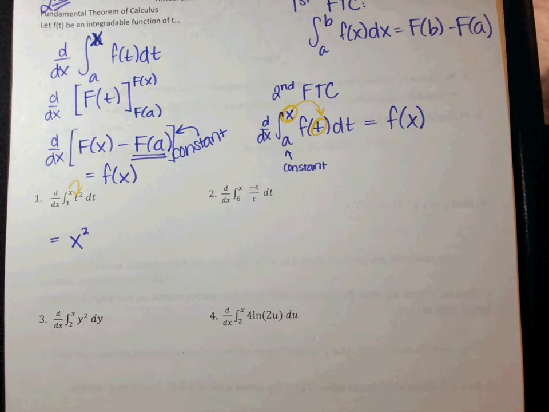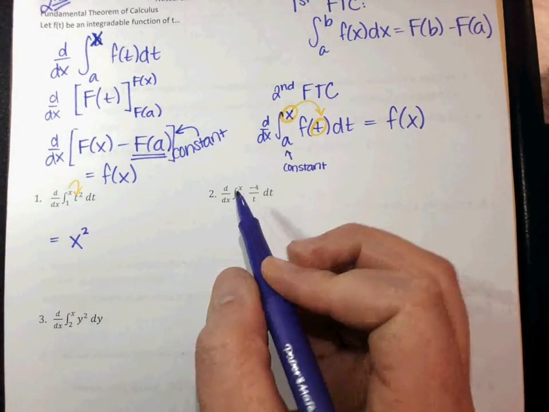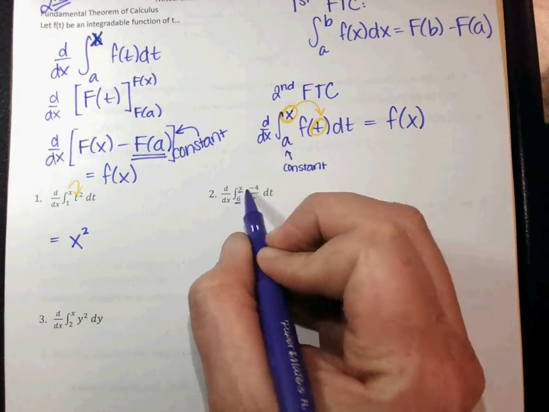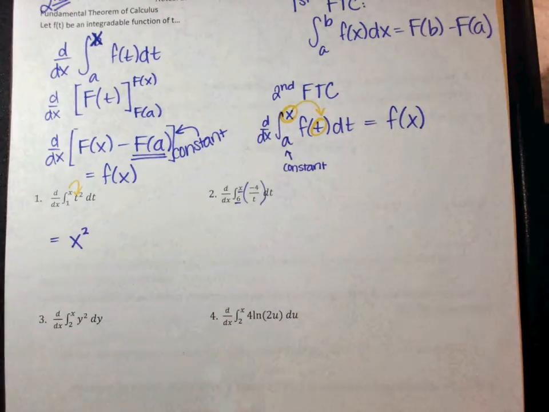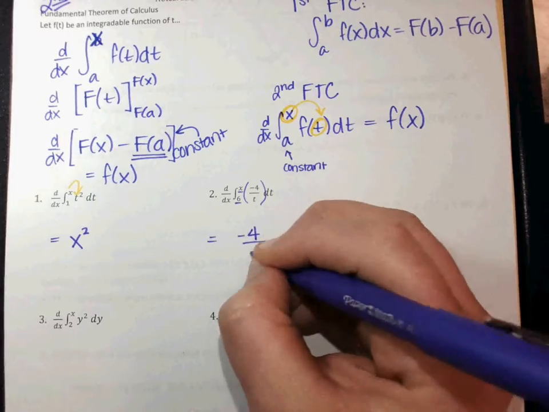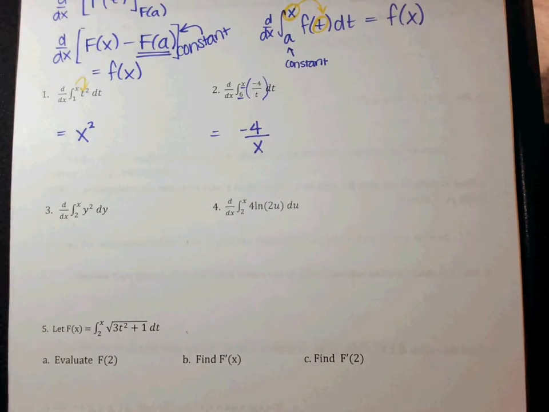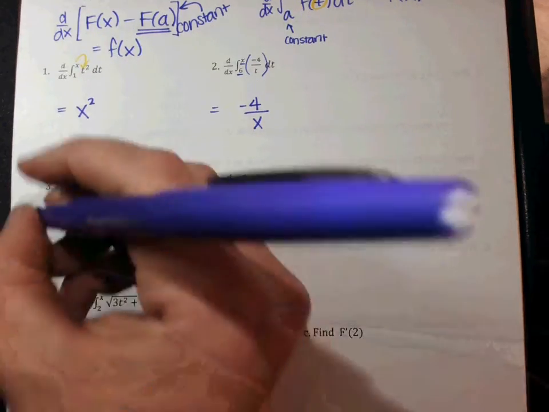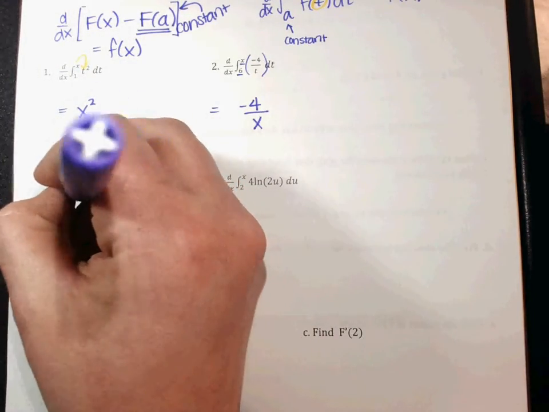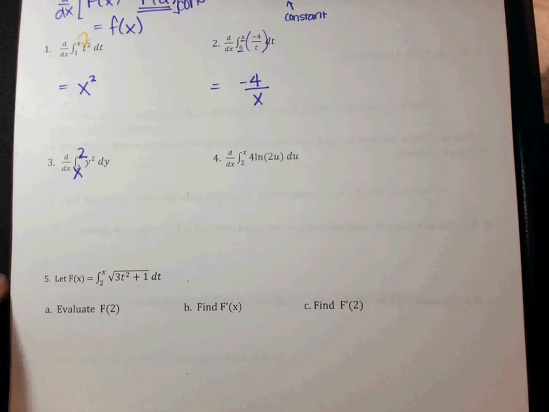So far, so good? Next one. I have the derivative of an integral from a constant to x of negative 4 over t. What would it be? Negative 4 over x. Very good. I'm going to change this next one. I want it to be the derivative from x to 2 of y squared. So switch those letters to be backwards.